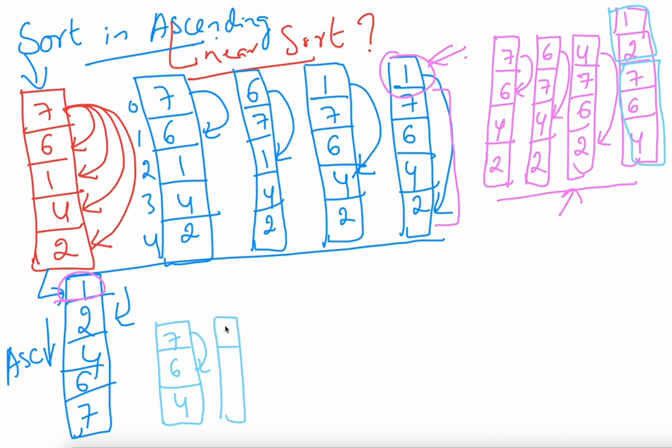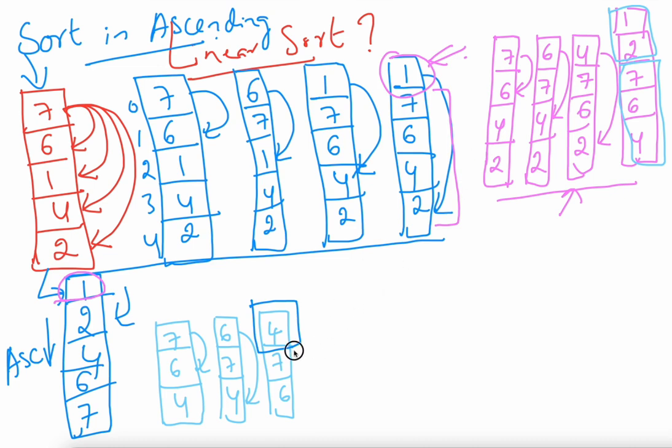So now we need to swap. The result will be 6 will go here, 7 will come back here, and 4. Now compare 6 with 4. 6 is greater than 4, then we need to swap. Now 4 will go back here and 6 will come back here. So this is the result. Now if you see, this portion is sorted.